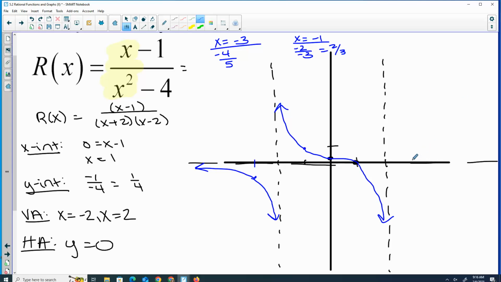And then if I put in a positive 3, so I'm just picking numbers on every section. 3 minus 1 is 2, 9 minus 4 is 5. So positive 3 gives me a positive 2/5. So I can tell this section now is above my horizontal asymptote.